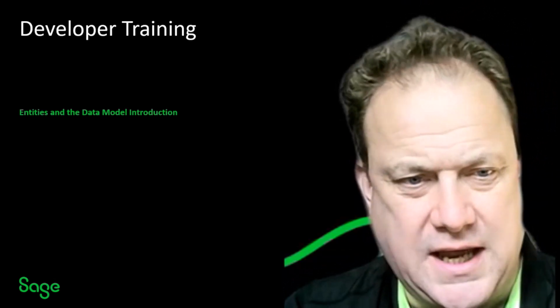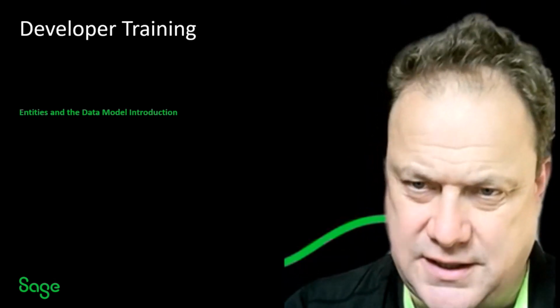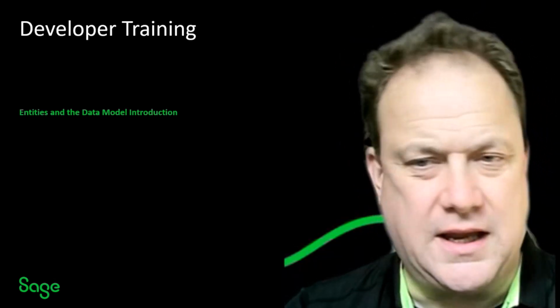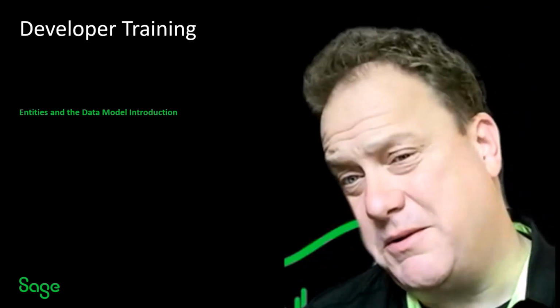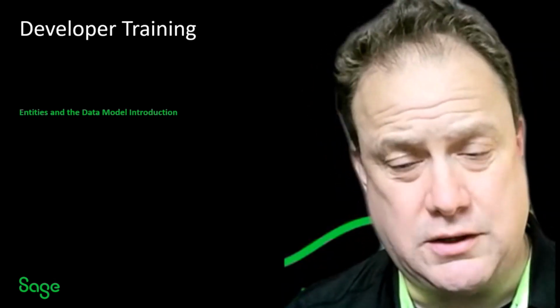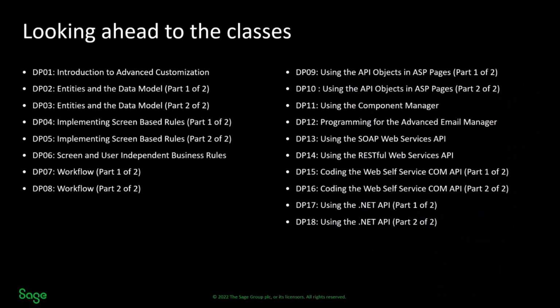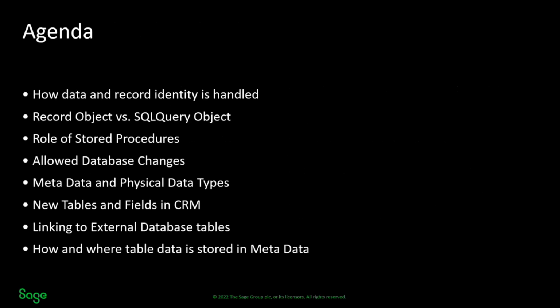We're looking today at entities and the data model. This is a subject that is quite large, so I'm going to be dealing with it in two lessons. And what we'll find is that in this lesson, we're going to be really starting to look at the way in which metadata is used to power Sage CRM. We are going to be touching on a number of different points, really.